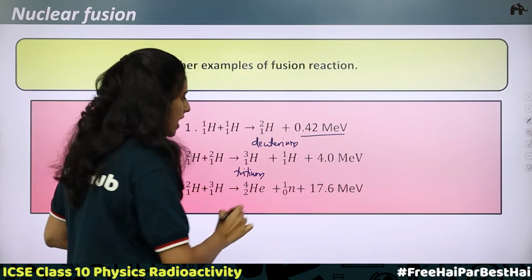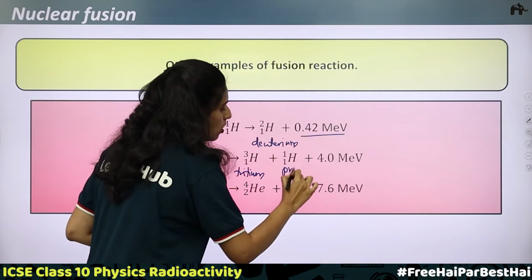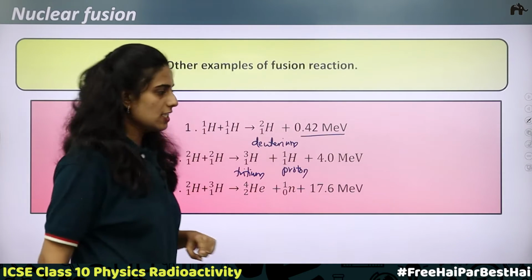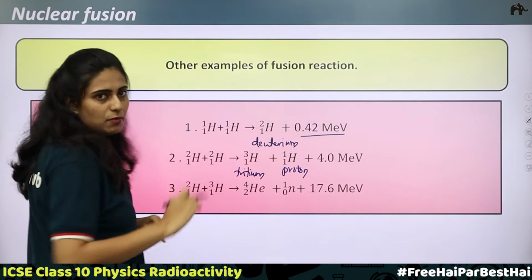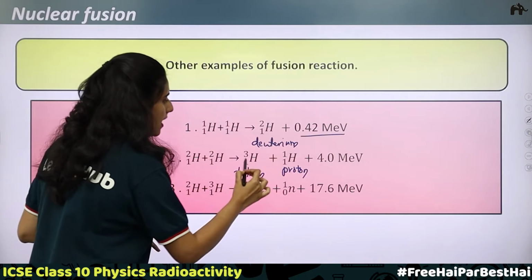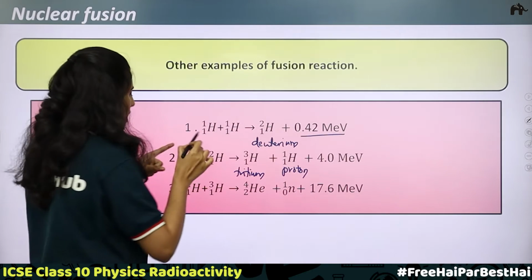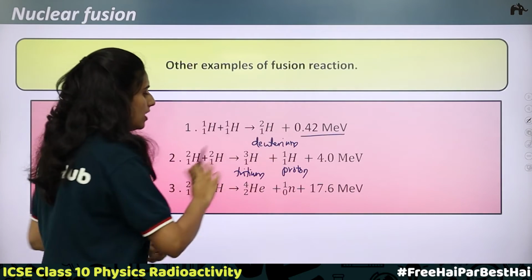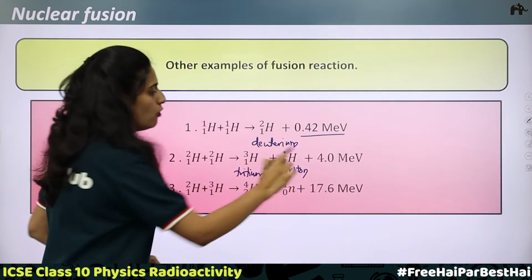Okay, with that, another proton is released and 4 MeV of energy is also released. Just check the atomic and mass numbers. 1 plus 1, reactant side it is 2, product side 1 plus 1, 2. Mass number 2 plus 2, 4, 3 plus 1, 4. So, they are conserved. Energy released is 4 MeV.